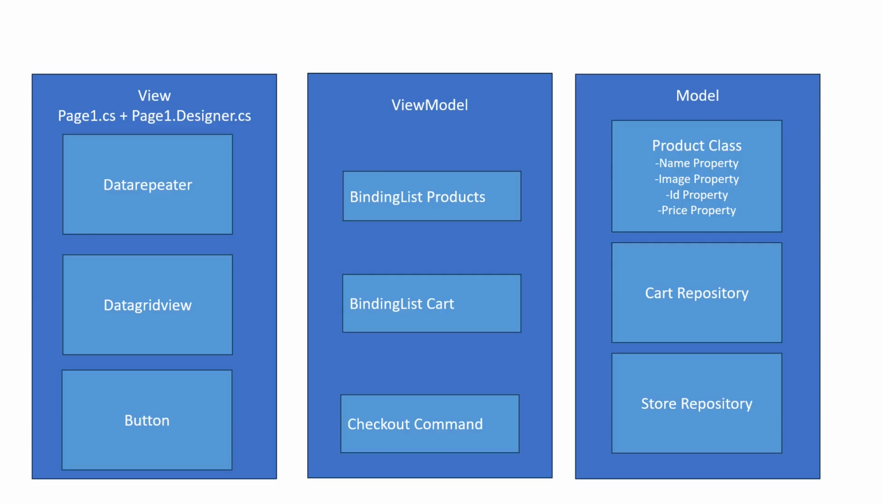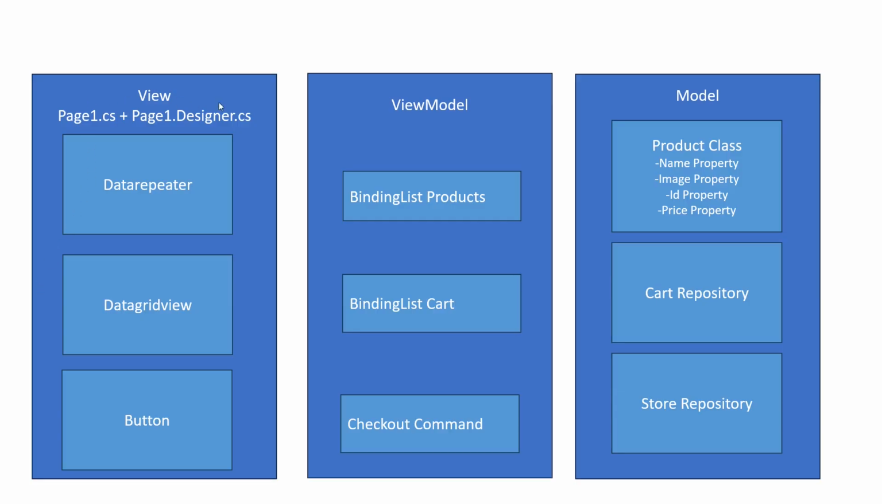Another thing to know is that the view model implements the interface INotifyPropertyChanged. With that interface, the view model notifies the data bindings when its properties products or cart are changed. Then the data bindings can update the UI elements in the view, in this case the data repeater and data grid view. And I can show this on this diagram here.